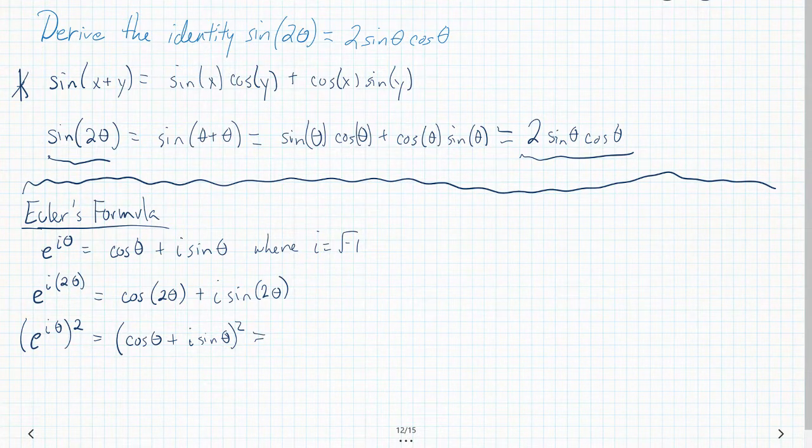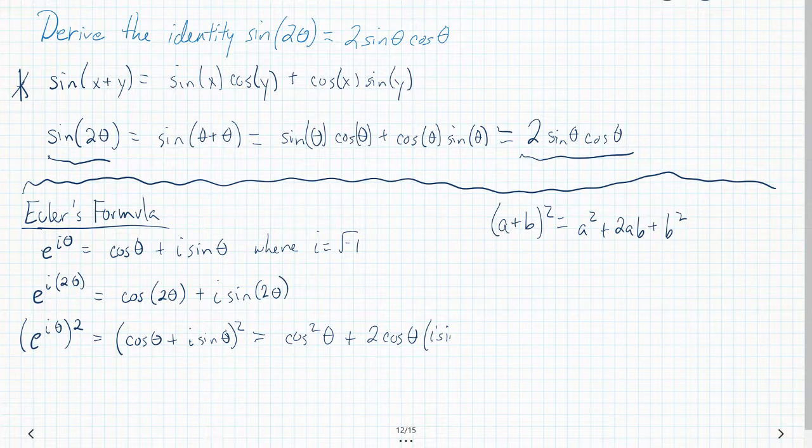Well, if I square this, and just recall, I'll write it off on the side, a plus b, the quantity squared, equals a squared plus 2ab plus b squared. So that means this is cosine squared theta plus, now 2a, so our a is cosine, so 2 cosine theta. Our b is i sine of theta. And then plus b squared. So that would be i squared sine squared theta.